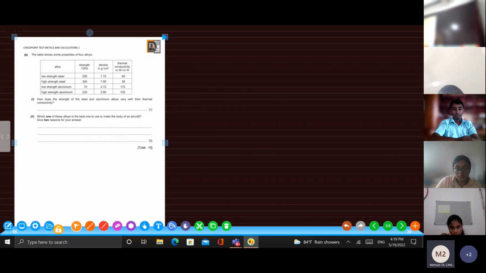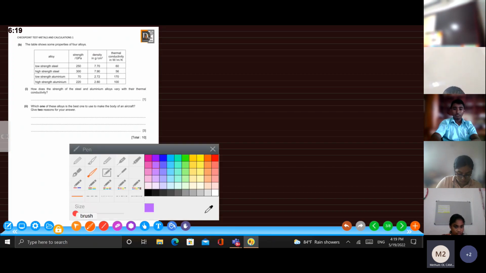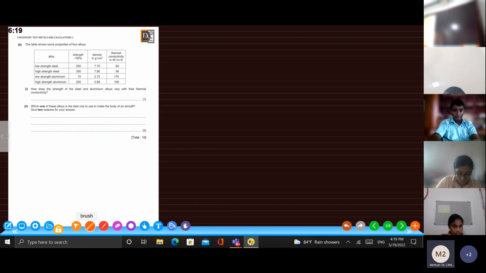Right. Okay. So, how does the strength of steel and aluminium alloy vary with their thermal conductivity? What is that question? Sir, is there any connection between thermal conductivity and strength? So lower the strength, higher the thermal conductivity. Lower the strength, lower the heat. So it's directly proportional. Indirectly proportional. Inversely proportional. You call it inversely proportional.